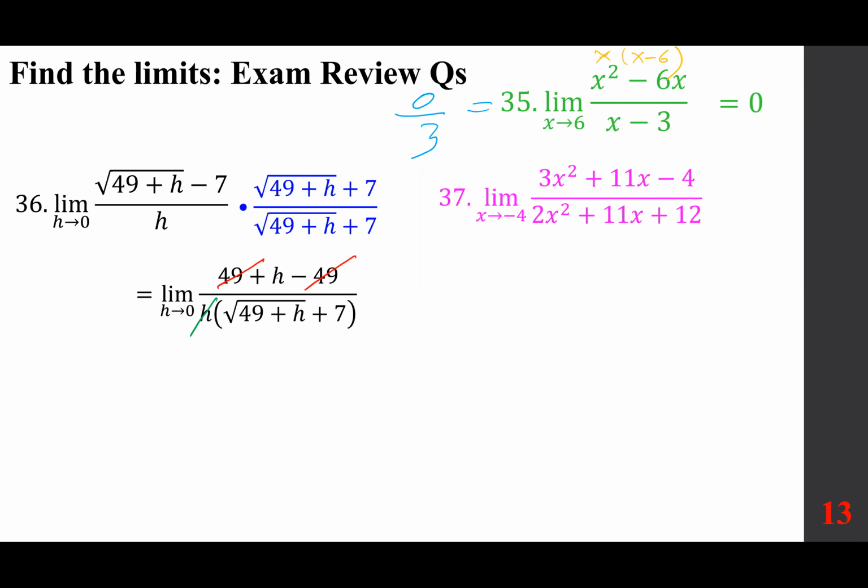You can drop this h, and the numerator changes to 1. And now if I plug in 0, I get 49, the square root of 49 is 7. 7 and 7 is 14. 1 over 14 is the final answer.